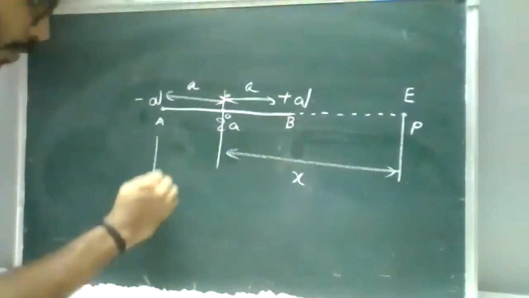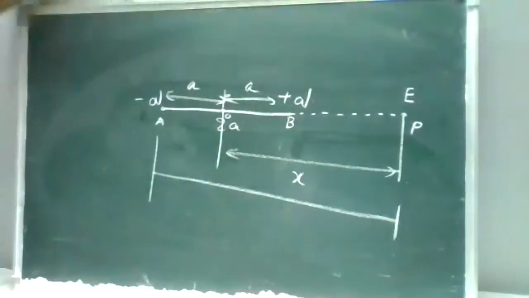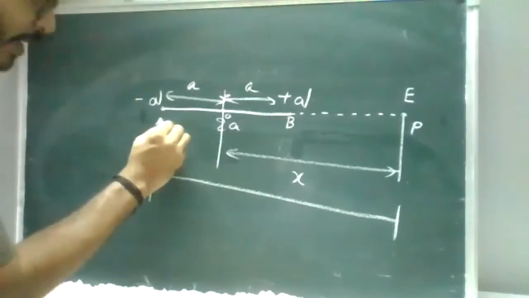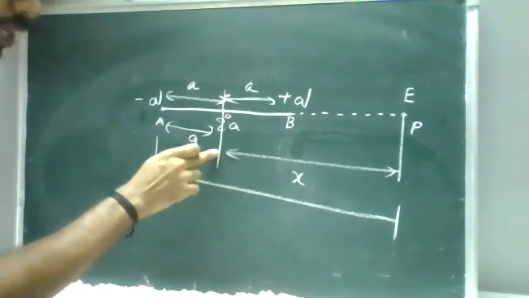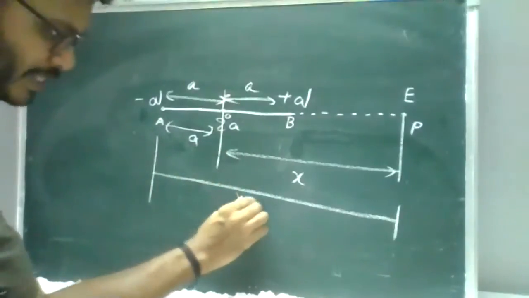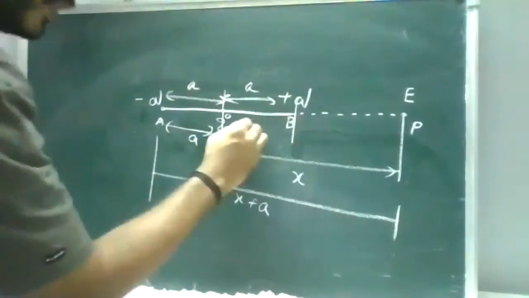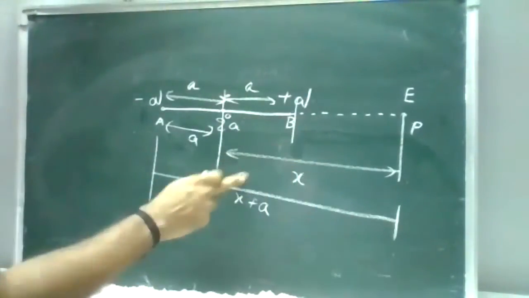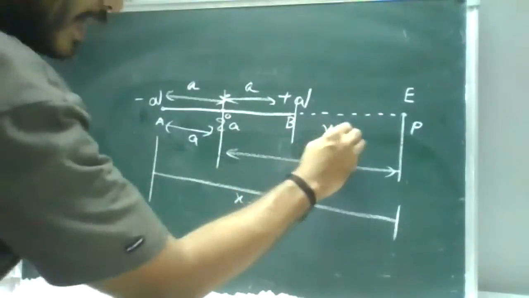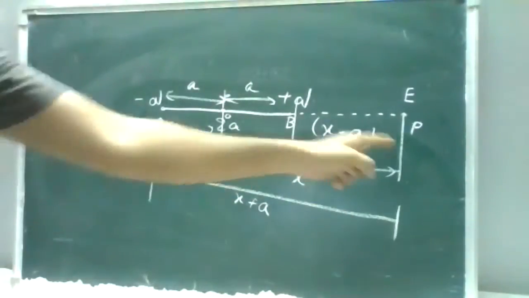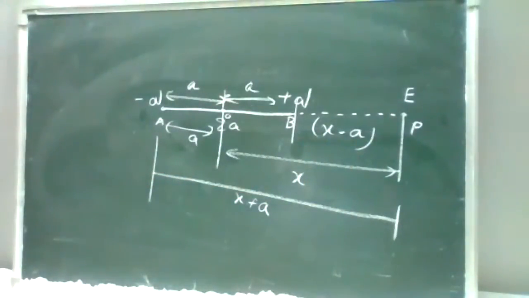What is the distance between A and P? A to the center is a, and the center to P is x, so this portion is x plus a. B to the center is a, so the balance is x minus a. So A to P is x plus a, and B to P is x minus a. The distance is very important.